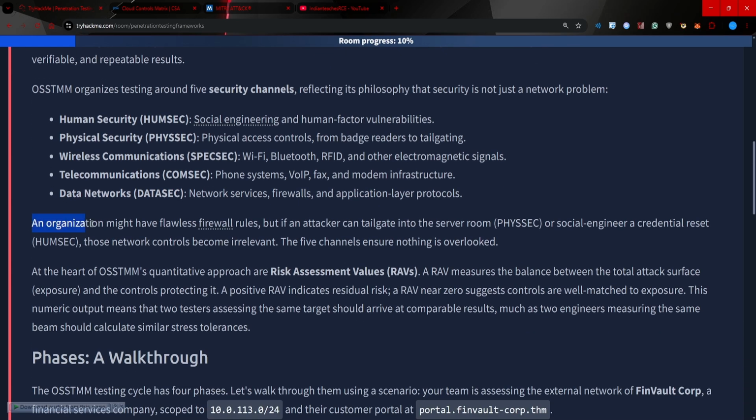Okay. An organization might have flawless firewall rules, but if an attacker can tailgate into the server room or social engineer a credential reset, those network controls become irrelevant. The 5 channels ensure nothing is overlooked.